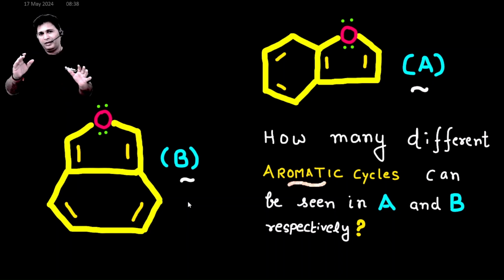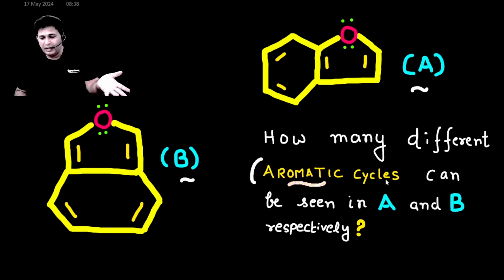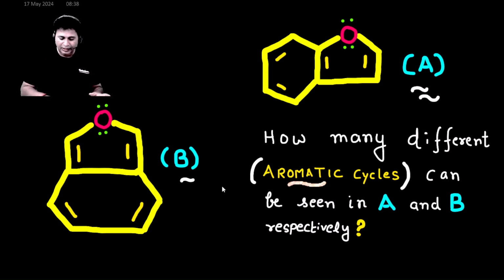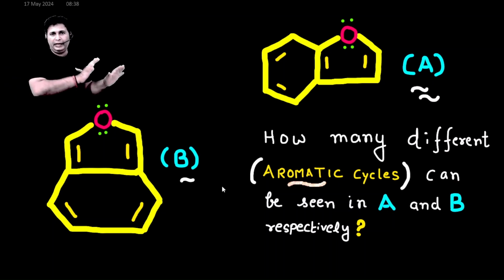There is a minor difference between A and B, as you can see from the structure, and what you have to figure out in these two compounds, as you can read in the question, is how many different aromatic cycles you can find in compound A and B respectively. So let me try to explain it more fundamentally. As you can see, there are two compounds, A and B.